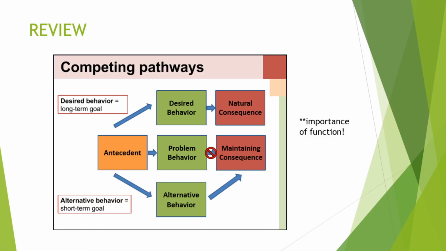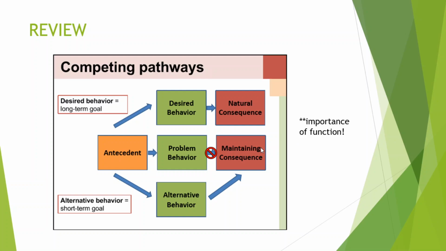So next, let's look at a competing pathways diagram. As a review, within our competing pathways diagram, we see the three-term contingency: antecedent, problem behavior, and consequence. An antecedent refers to the stimuli or activity that occurs just before a child exhibits the behavior. In some cases, the antecedent is also the root cause of the behavior for the child.